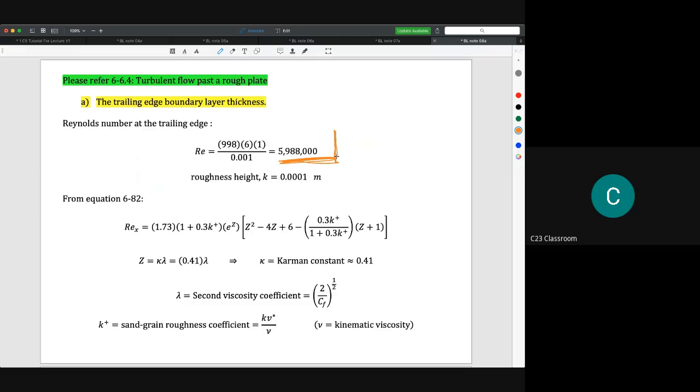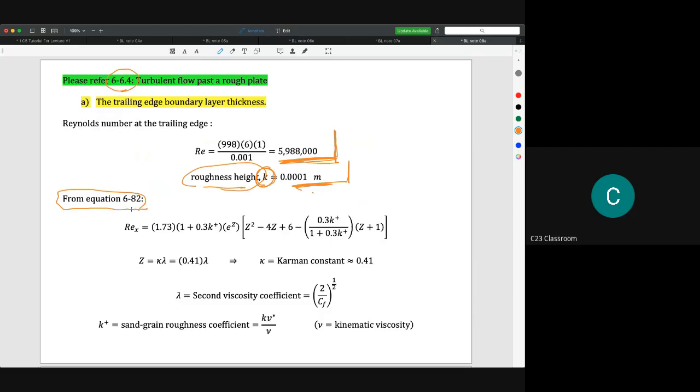And from the question, we know that the roughness height, which can be shown as K, is equal to 0.0001 meter, which is 0.1 millimeter. This is the data that we get from the question. And then I hope you could refer to chapter 6, section 6.4. It is about the turbulent flow past a rough plate.